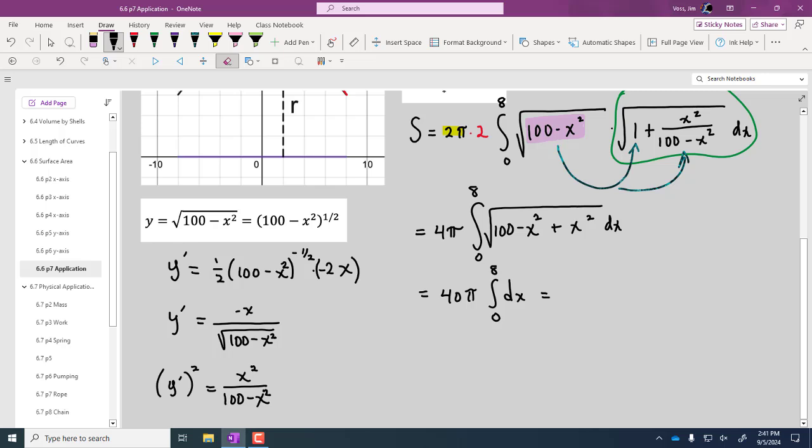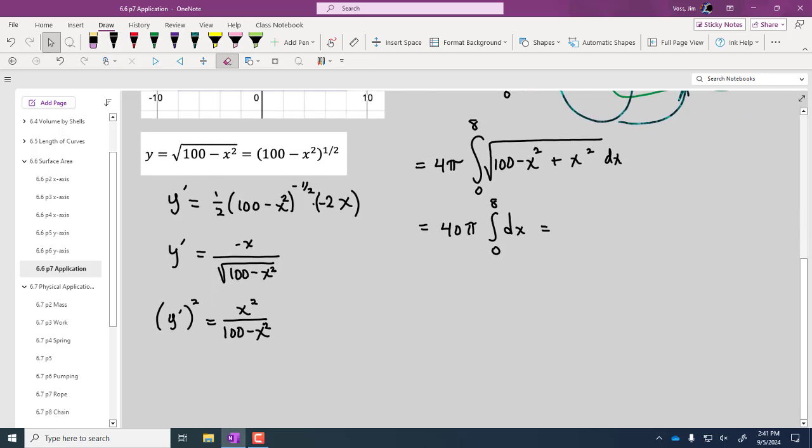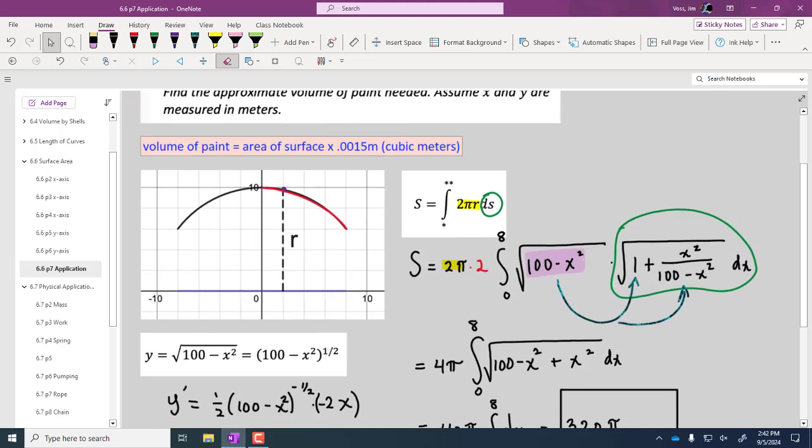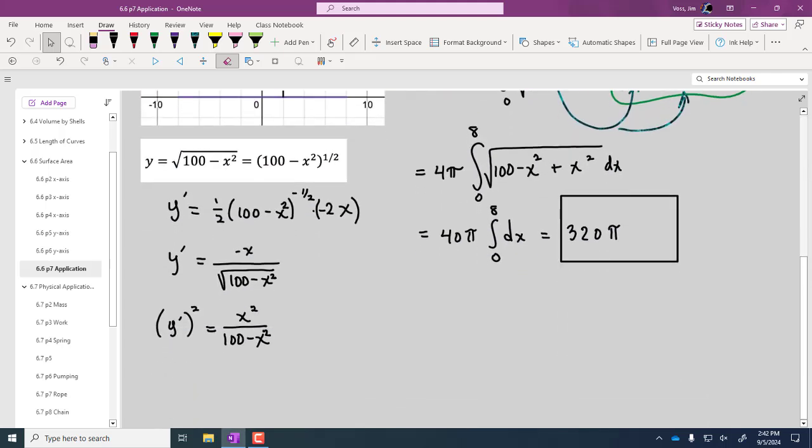And what's the integral of dx from 0 to 8? 8. The integral of a differential is the length of the interval. 8 times 40 is 320. So we end up with that. And here we are finding a surface area. They gave us meters as our unit, so these should be meters squared.